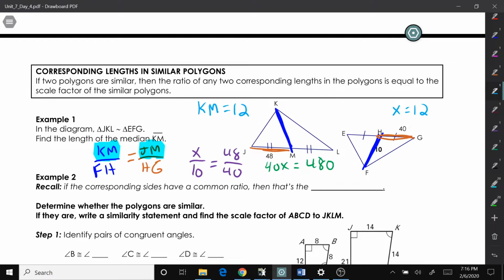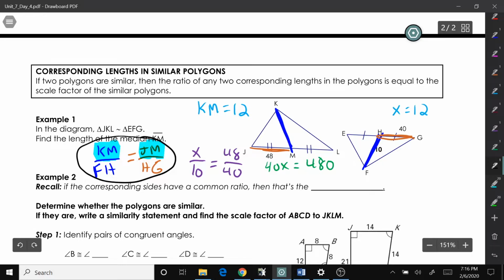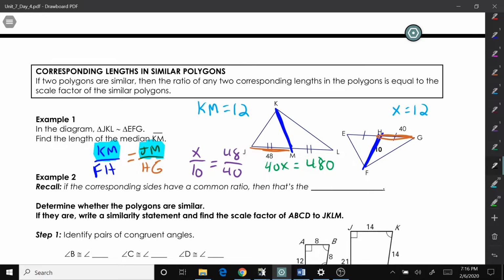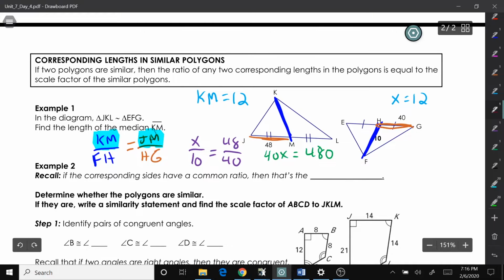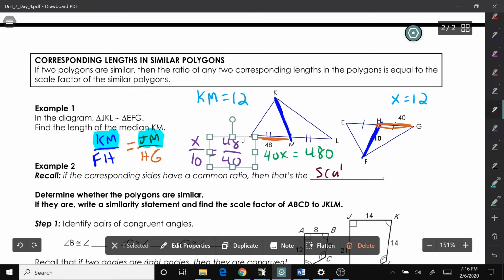So I know that may have sounded a little bit confusing, especially how we set up this over here. But the biggest takeaway to get from that is how I do it: the number on top of one fraction has to come from the same place in the other fraction. Right. If corresponding sides have a common ratio, then that is the scale factor.